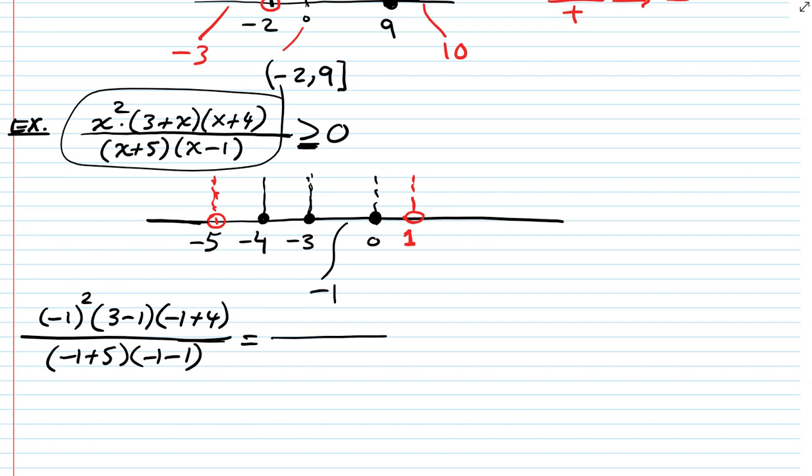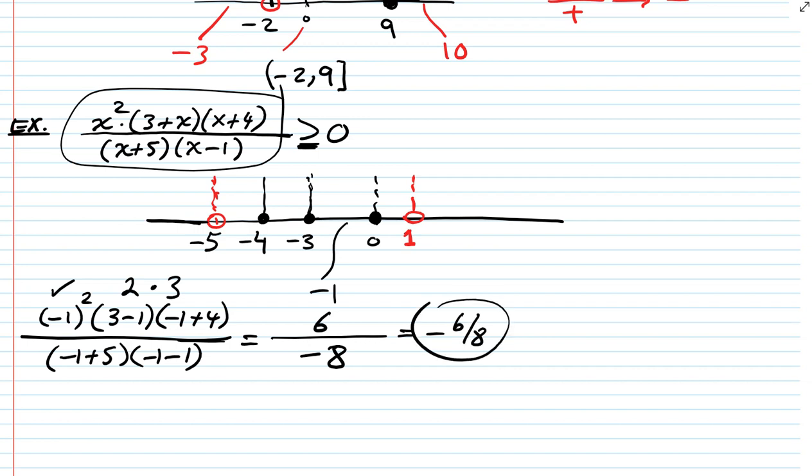Let's go through. The bottom, this is going to be 4. That's 2. Negative 2. 4 times negative 2 is negative 8. Done with that. In the numerator, negative 1 squared is positive. 3 minus 2 is 2. 2 times 4 plus negative 1 is 3. So that's positive 6. The ratio is negative 6/8.